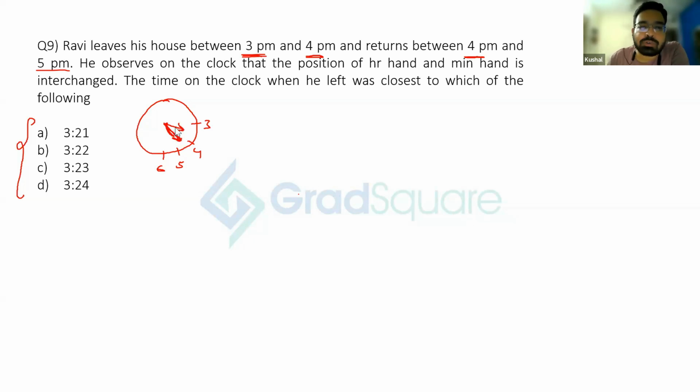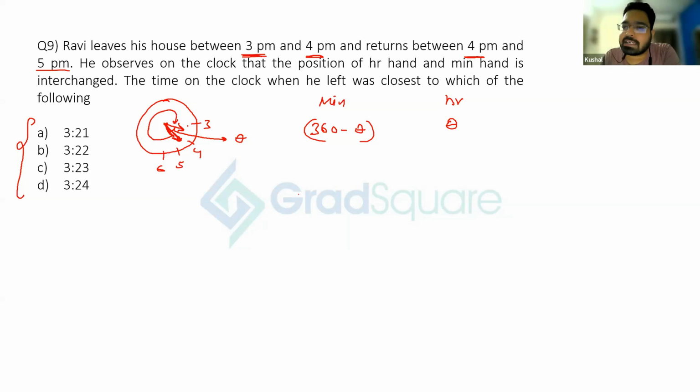Now, I want you to, let's say this angle over here is theta. Okay. Now, can I then say that the minute hand would have traveled a distance of 360 minus theta degrees, and the hour hand would have traveled a distance of theta degrees? Any problems, anyone? The minute hand will move from here and come back to this position, correct? That means the minute hand would have moved 360 minus theta degrees, and the hour hand would have moved how much? Theta degrees. Does this make sense? Any doubts, anyone?